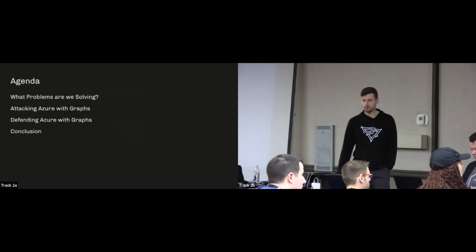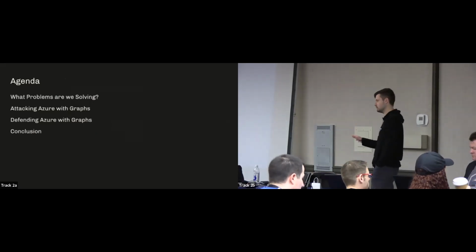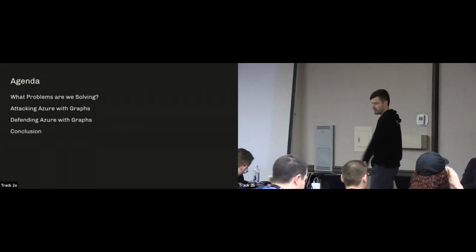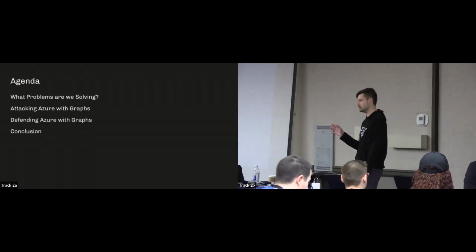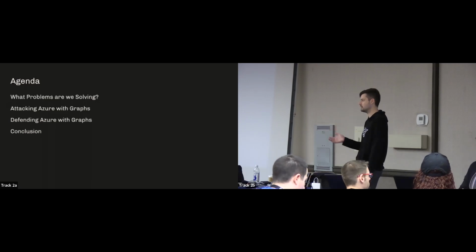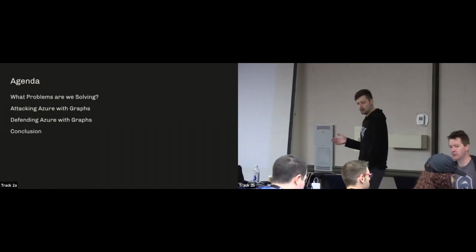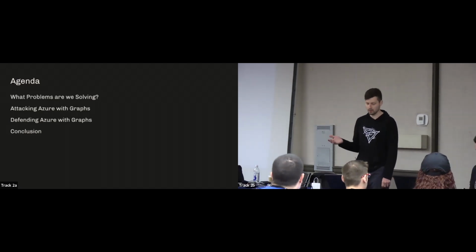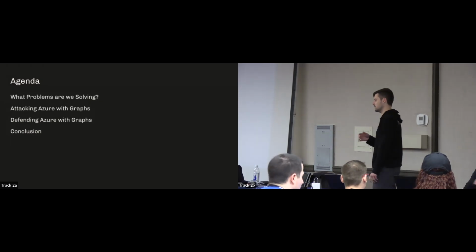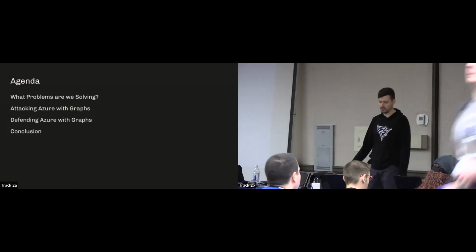So here's the agenda for what we're going to be talking about, and we've got a lot of stuff to go through, so I'm going to try to go at kind of a fast clip. First, we're going to talk about what problems we are trying to solve by using graphs to attack and defend Azure. Then we're going to look at attacking Azure, then defending Azure with graphs, more specifically with a graph tool called BloodHound, and then a conclusion at the very end.